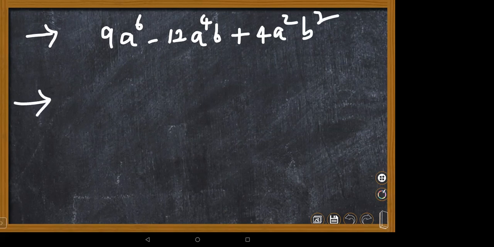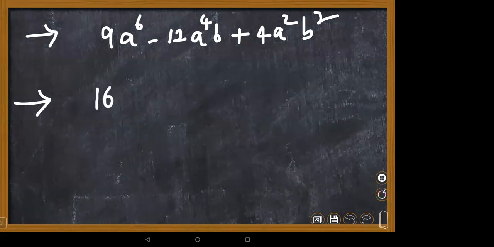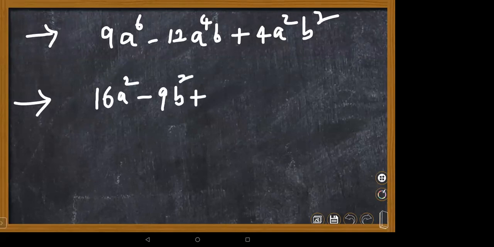This is your first question. And coming to your second question, 16a square minus 9b square plus 30bc minus 25c square.